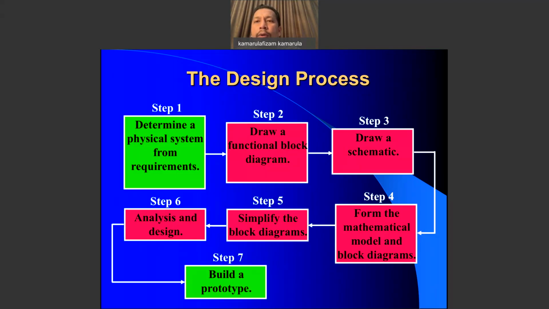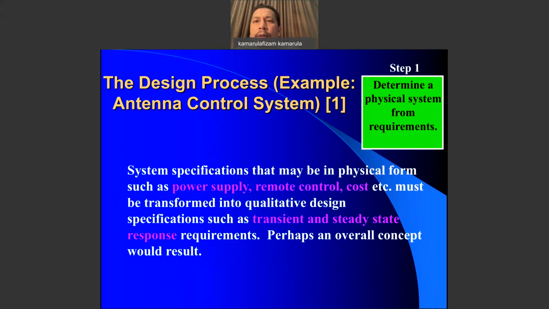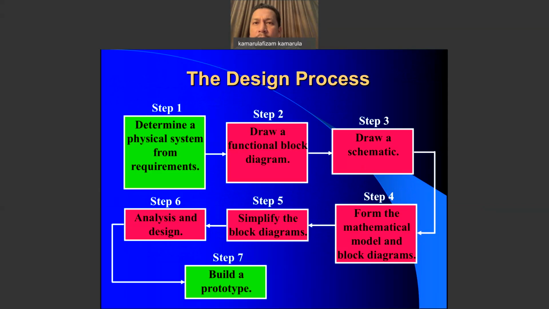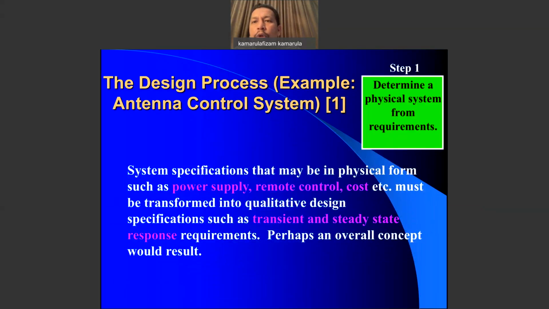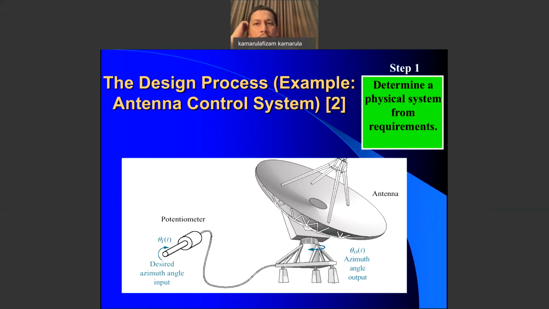All right, so I have a couple of examples here. For example, we want to design an antenna control system. The first block is to determine the physical system requirement. So you may want to see what the power supply is, whether this thing has a remote control, what the costs are, and what the basic operation and basic function are. This is where you collect the information.